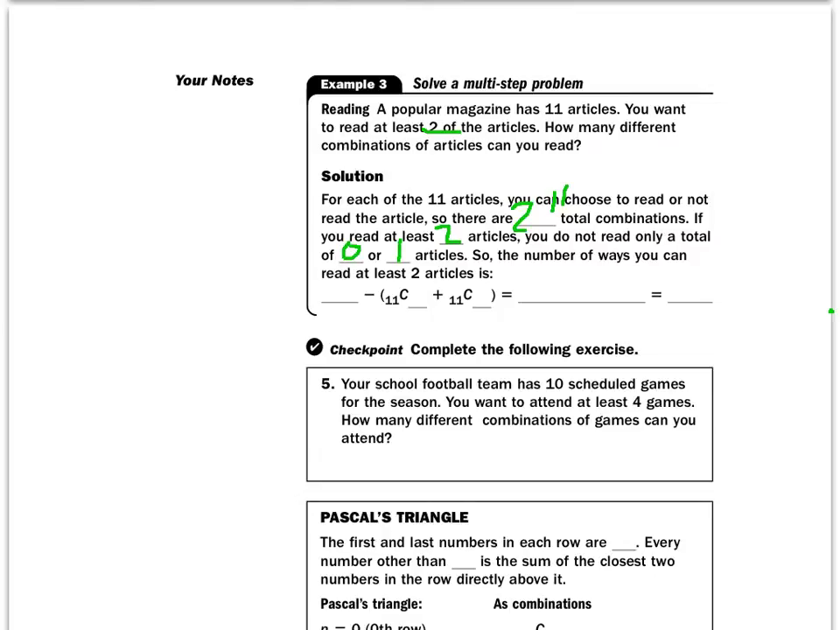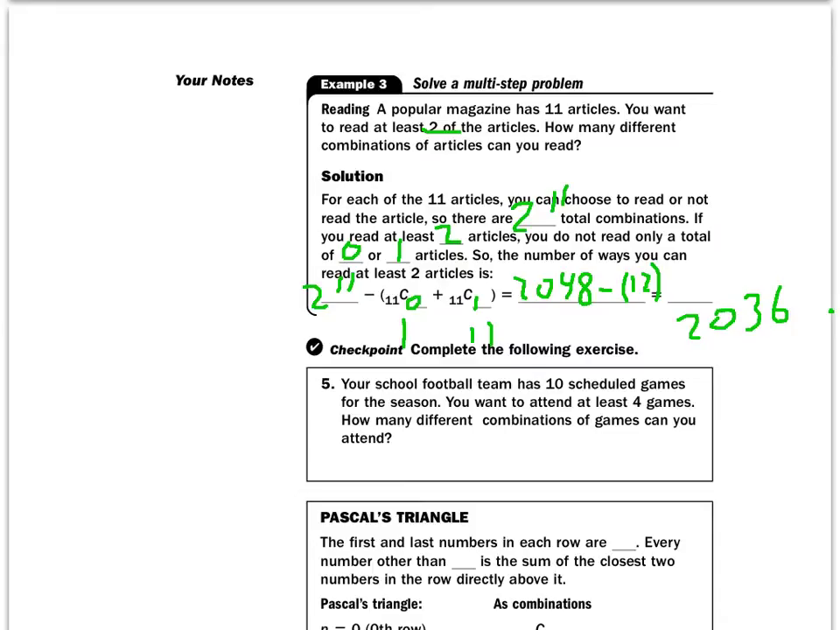So if Mom came home and said, I told you to clean 2 rooms, you said, well, no, I only cleaned 1. No, at least 2. You had to do at least 2. The number of ways you can read at least 2 articles would then be 2 to the 11th minus the chances of reading no articles or the chance of reading just 1 article. So 2 to the 11th, 2,048, minus 1 plus 11. This would be 1 way to do nothing. There would be 11 ways to read just 1. So minus 1 plus 11, so that's 12. And you get 2,036 different ways. That's pretty tough, isn't it? That is not easy at all.